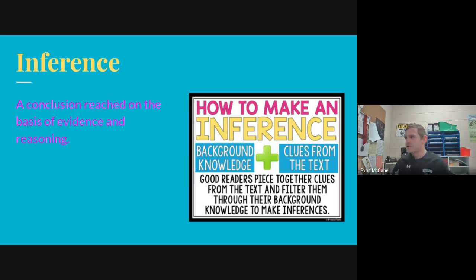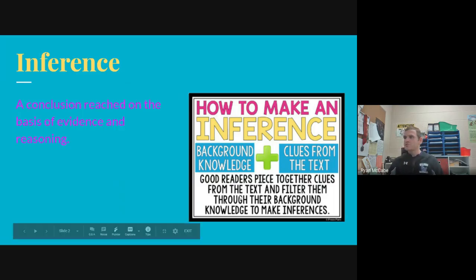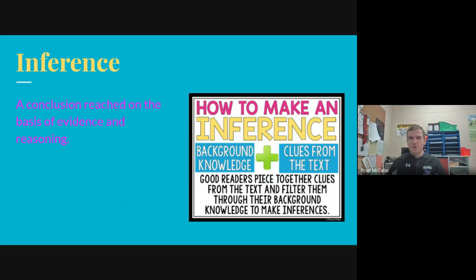And then down here it says, good readers piece together clues from the text and filter them through their background knowledge to make inferences. So what it's saying is, you're reading the information, and if it's something that you don't know, you take the knowledge that you already know and you make a conclusion or almost like a guess on what it would mean. So you're using information you already know in addition to information you're learning right now.